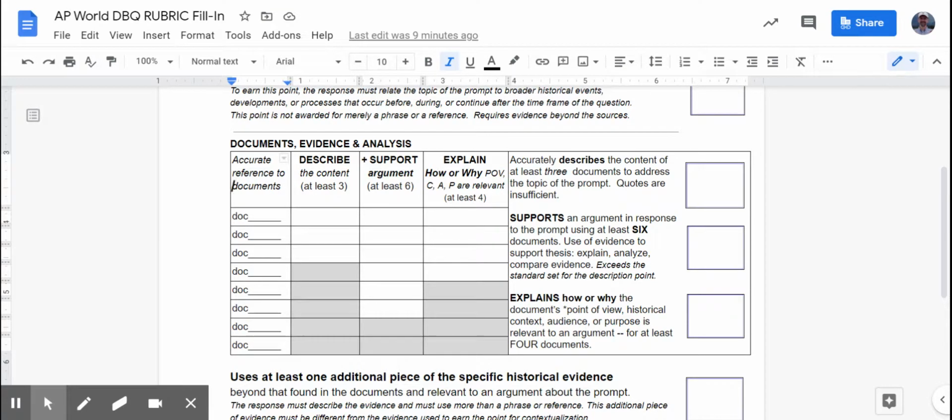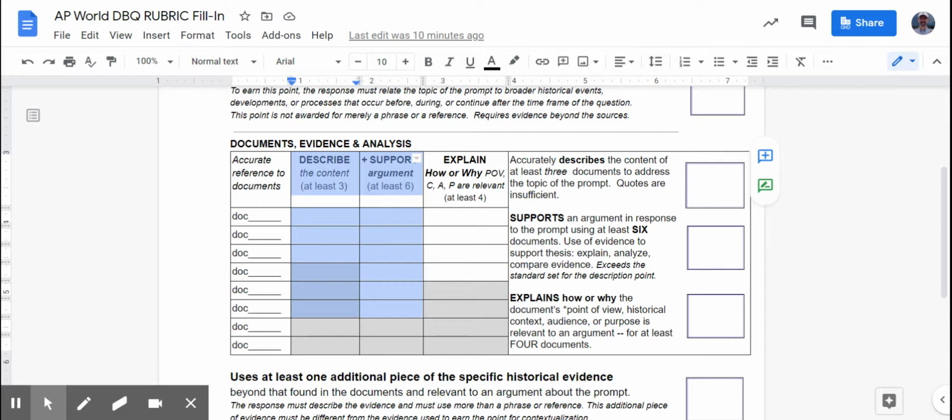If you simply describe the content of documents, you get 1 point, at least 3 documents. If you go on and you use that evidence and evidence from 3 more, so a total of 6 documents. If there's only 5, then you can only use 5. But if you say what the document says, in other words, the main idea of the document, and you use that document to support a historical statement, that gets you another point.